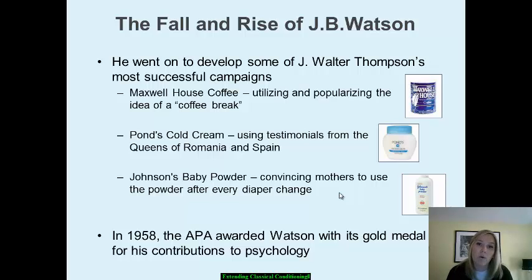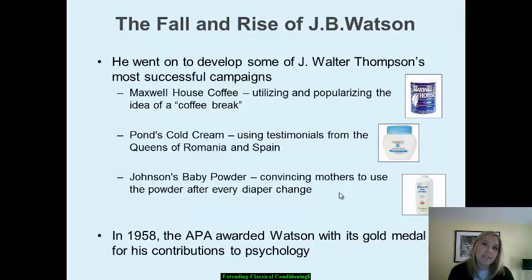Another is Pond's cold cream. Basically, this is the predecessor to those L'Oreal or Oil of Olay wrinkle releaser, smooth out your face kind of things. And Pond's was very successful because what J.B. Watson helped them do was they used testimonials of beautiful, exotic, foreign queens from Romania and Spain talking about how, you know, their skin was just so beautiful because they used Pond's cold cream. And so women started to kind of develop that association of, oh, if I buy this, I'll look like them.